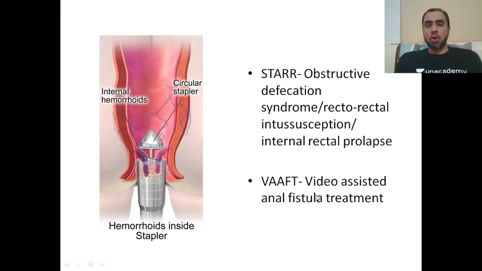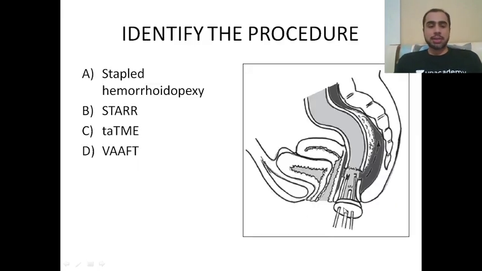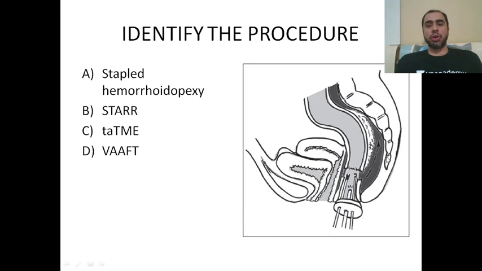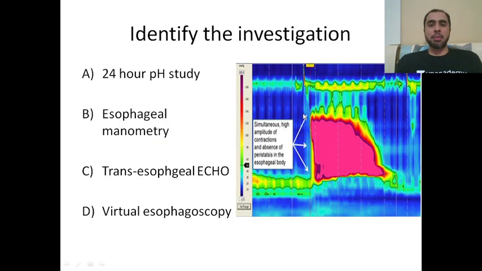And VAAFT, or video assisted anal fistula treatment. Well, this is not video assisted. In video assisted anal fistula treatment, what you are doing is passing the laparoscopic probe inside the fistula tract. So in the image of VAAFT, the laparoscopic probe will be going inside the fistula, not inside the anus. Under a videoscopic image, you go inside the fistulous tract and you treat the tract. That is what VAAFT is. I don't think they will ask you VAAFT. I think what you need to know is this TATME.